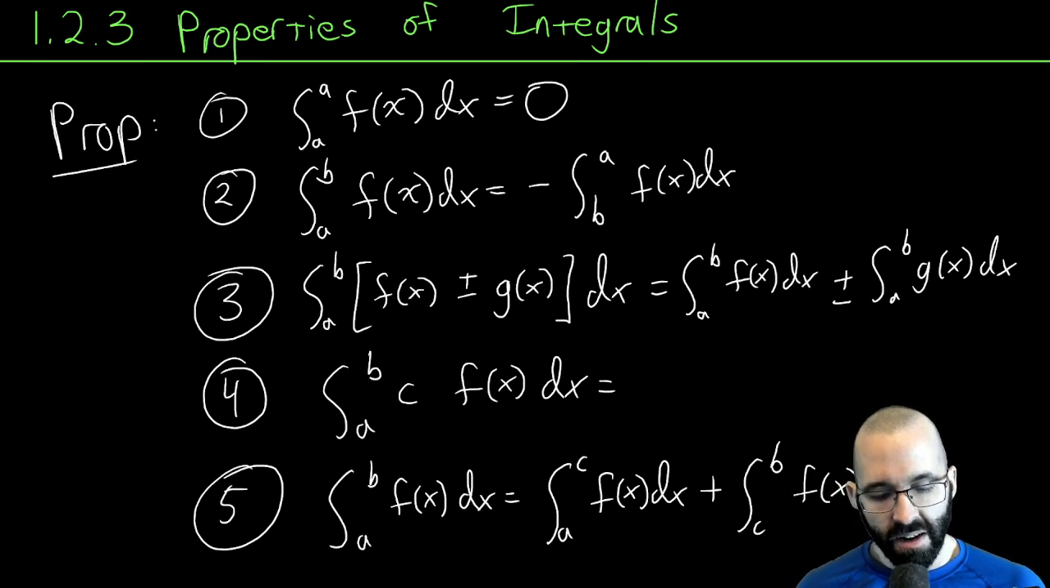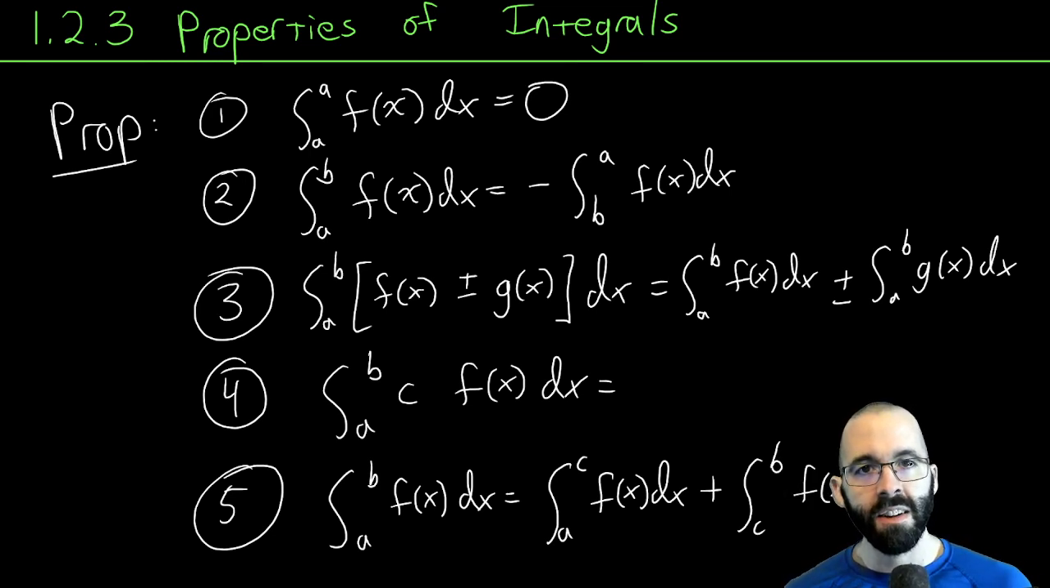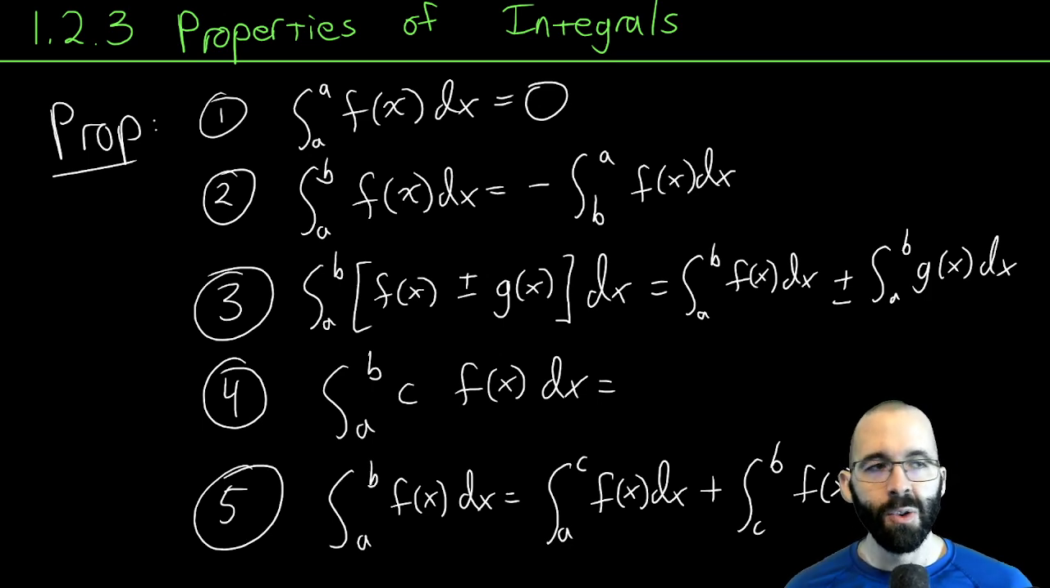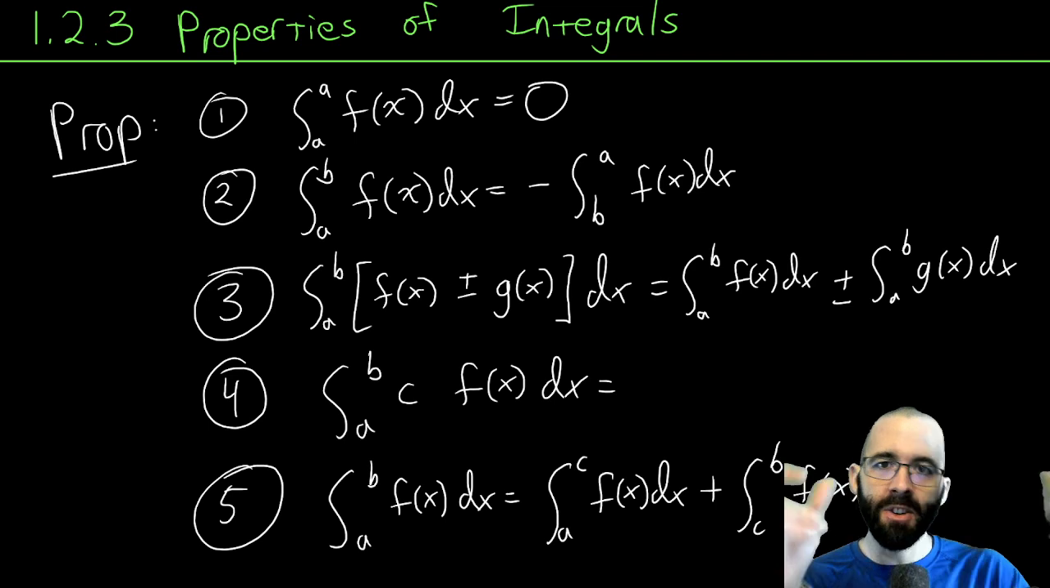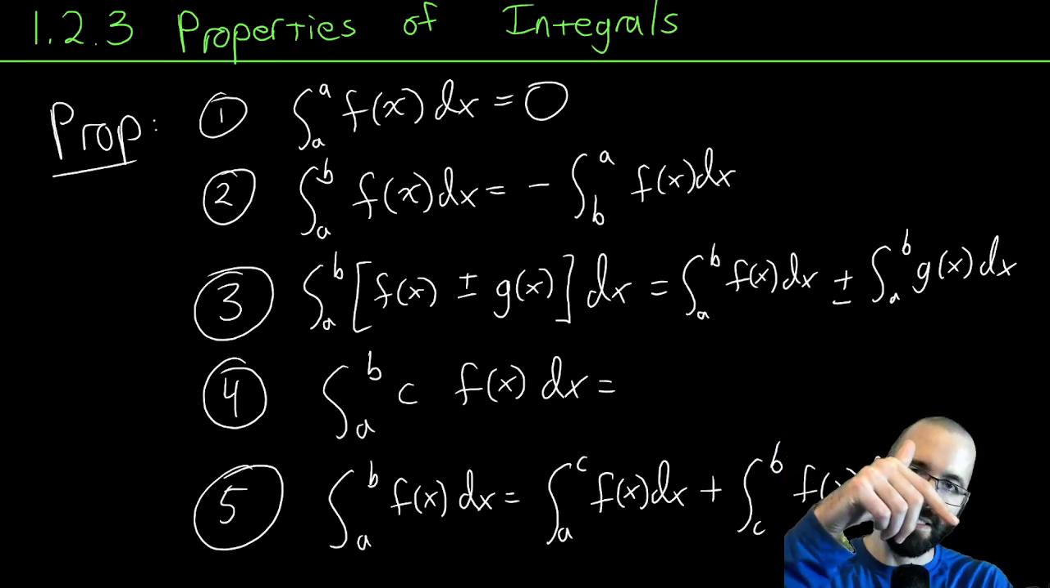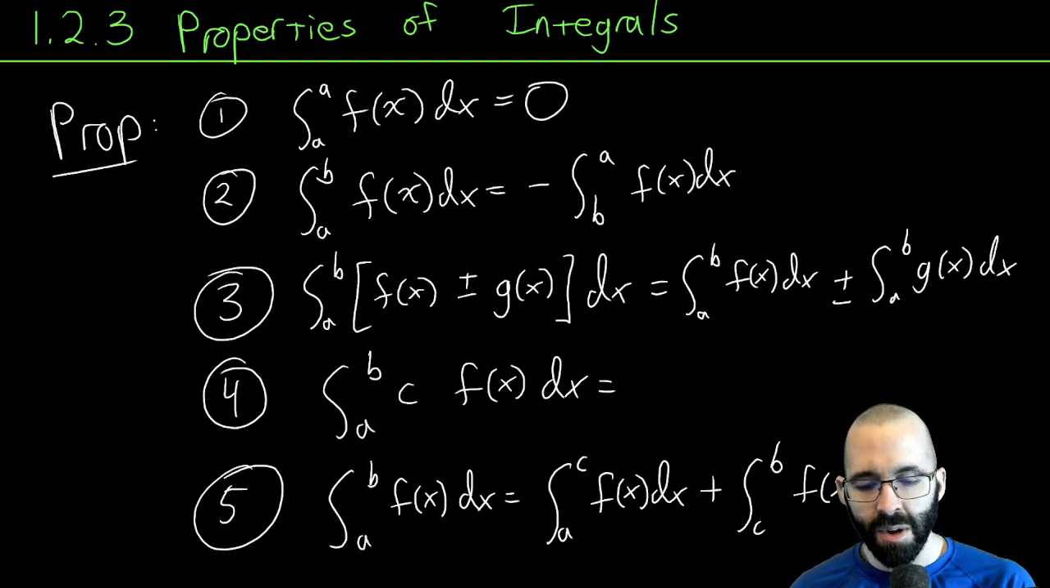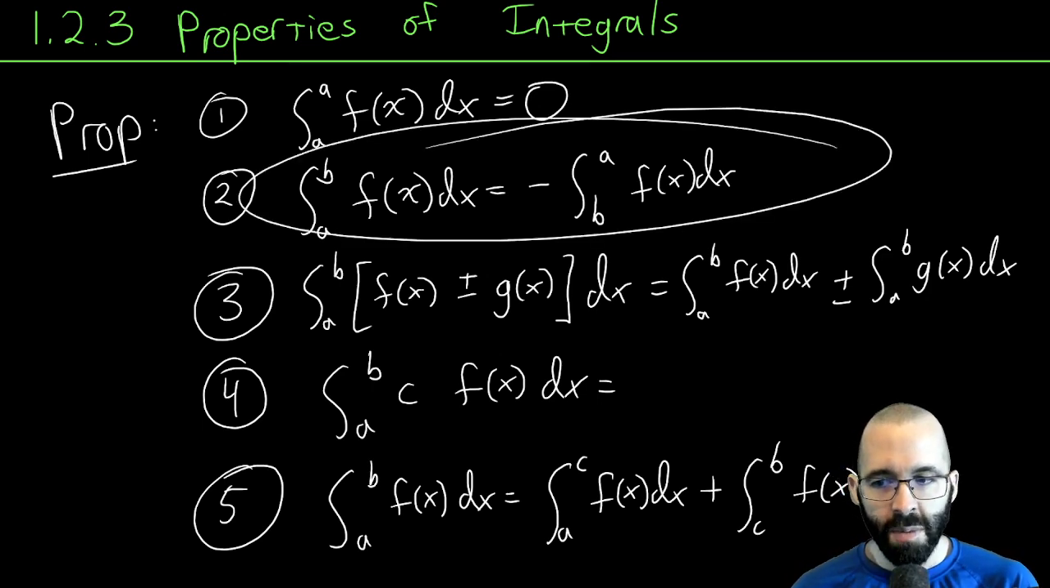We had something very, very similar to number 5 for summation notation, for sigma notation, right? And we're summing up n things. Well, that's just the first m plus the rest. This is exactly what's going on here. And c doesn't even have to be between a and b, by the way. c can be outside of that interval, and it still works because of this guy.